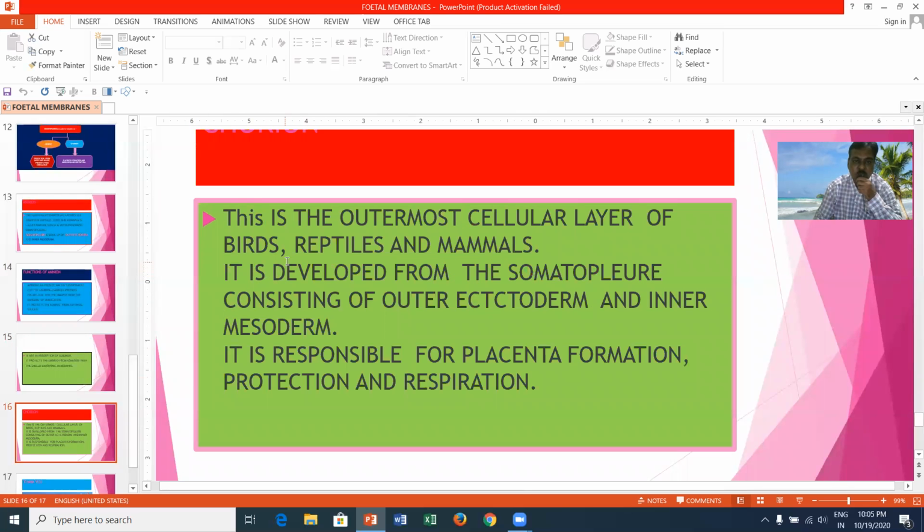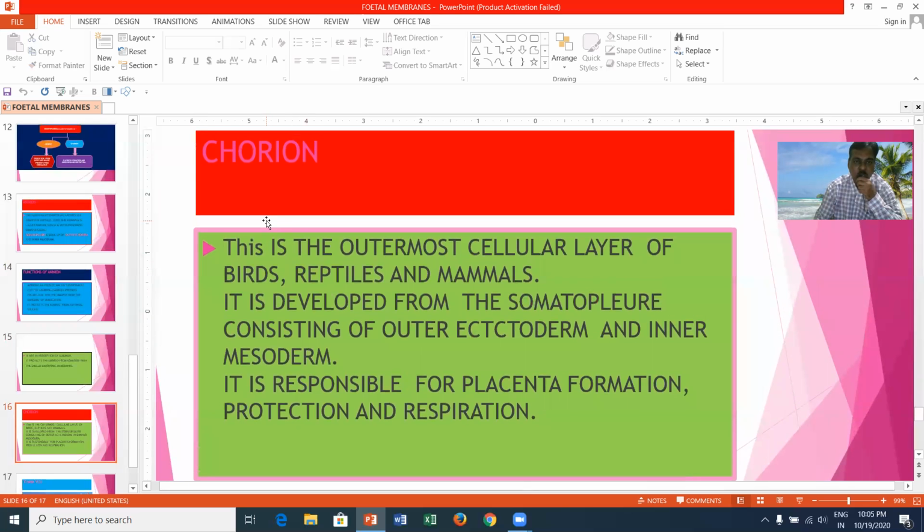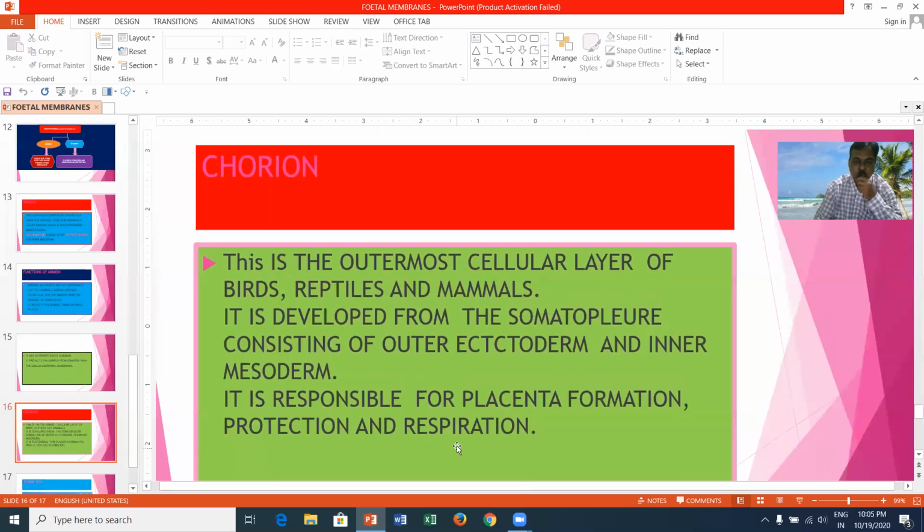Here, this is the chorion. This is the outermost cellular layer of the embryo in birds, reptiles and mammals. It is developed from the somatopleure, consisting of outer ectoderm and inner mesoderm. It is responsible for placenta formation, as it combines with yolk sac to form the choriovitelline placenta and combines with allantois to form chorioallantoic placenta. It gives protection and respiration.